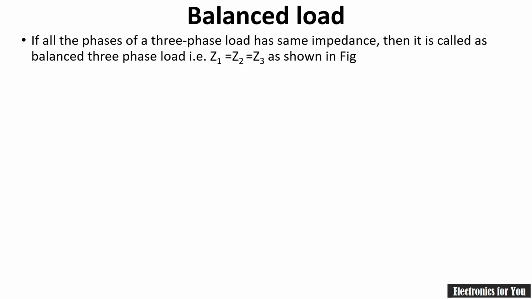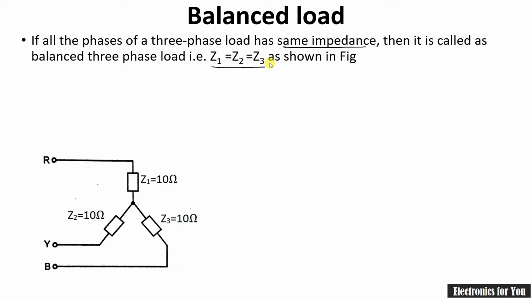Now let us see what the balanced load is. If all the phases of three-phase load has same impedance, then such a load is called as balanced load, that is Z1 equal to Z2 equal to Z3, because in star connection or in delta connection we are having three impedances, and if these impedances are identical, then such a load is called as balanced load.